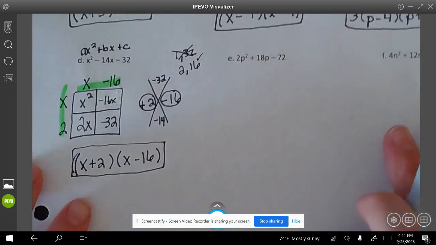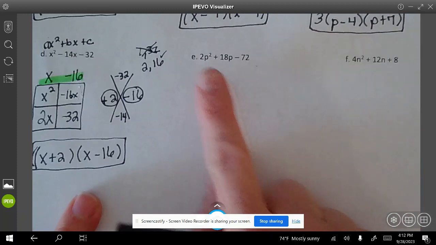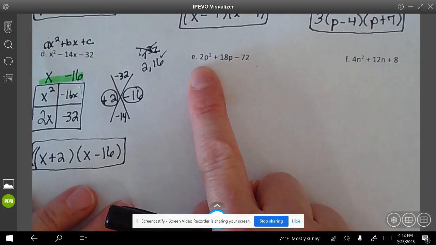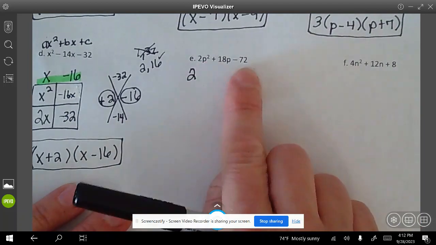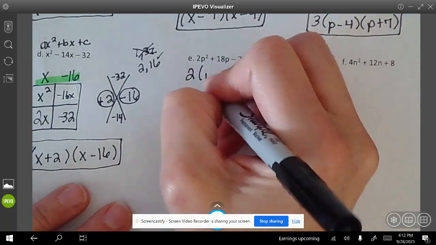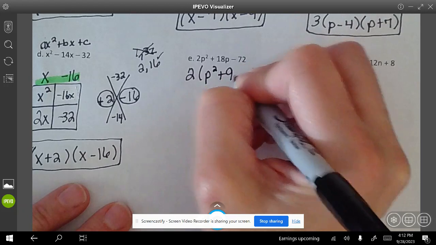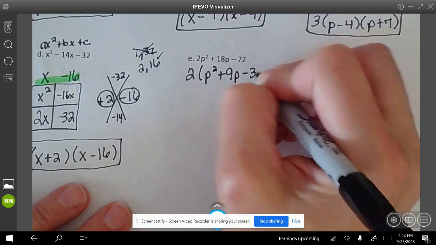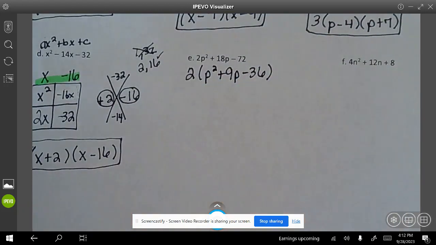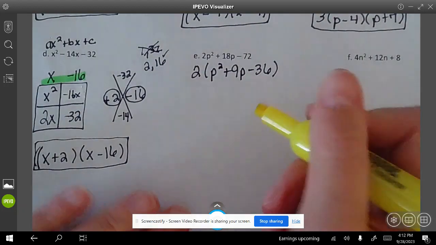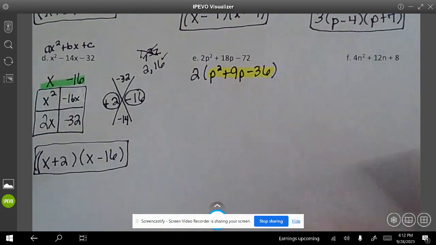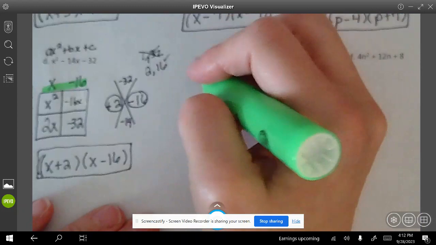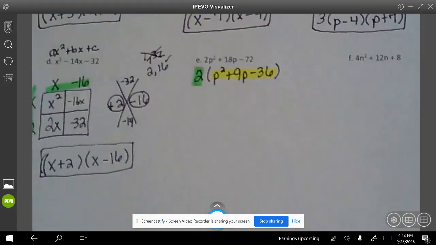Okay, for E, hopefully you noticed that you couldn't have that 2. You need a 1 there. So we're going to take a 2 out because all of these are even, and I can take that out. So that's going to be p squared plus 9p minus 36. Now I'm doing the box method just on that piece. But remember, when I write my answer, I still have to include this 2 right here. That 2's got to be a part of my answer, okay?